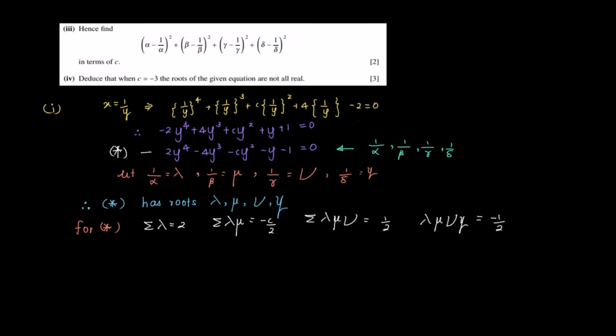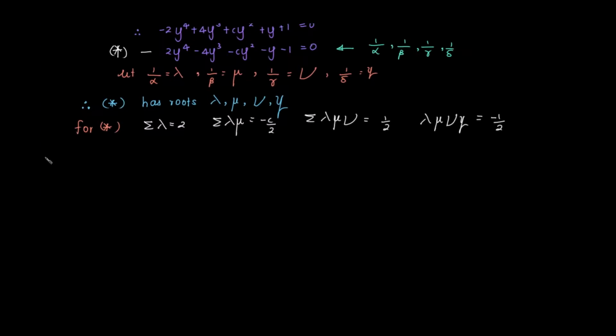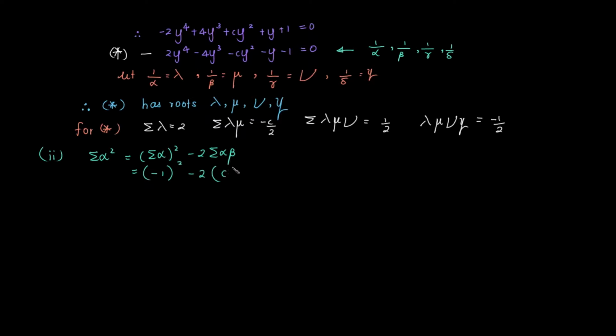So now the second part they tell to find is alpha squared plus beta squared plus gamma squared plus delta squared. That is sigma alpha squared, and the other one is sigma lambda squared. So let's find that out. Using our normal formula, sigma alpha squared is equal to sigma alpha whole thing squared minus 2 times sigma alpha beta. So substitute and find that. That's actually equal to 1 minus 2c. And sigma lambda squared is sigma lambda whole thing squared minus 2 times sigma lambda mu. Substitute values for that and find sigma lambda squared. That's 4 plus c.